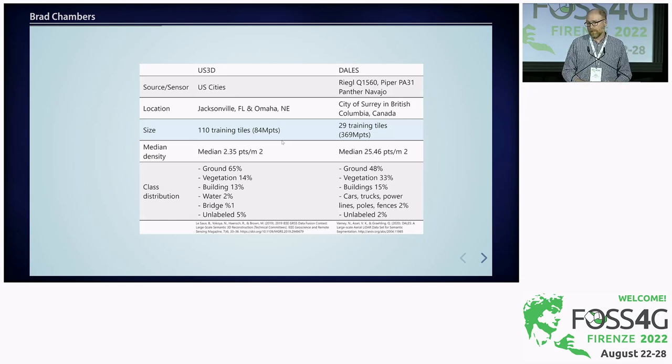These two are a little bit newer. They're not brand new. I'd say they're both within the past probably 2 or 3 years. So US3D comes from a US cities collection that's available, and they picked two sites, one in Jacksonville and one in Omaha. They've got a large number of training tiles, but it's a relatively low point density.